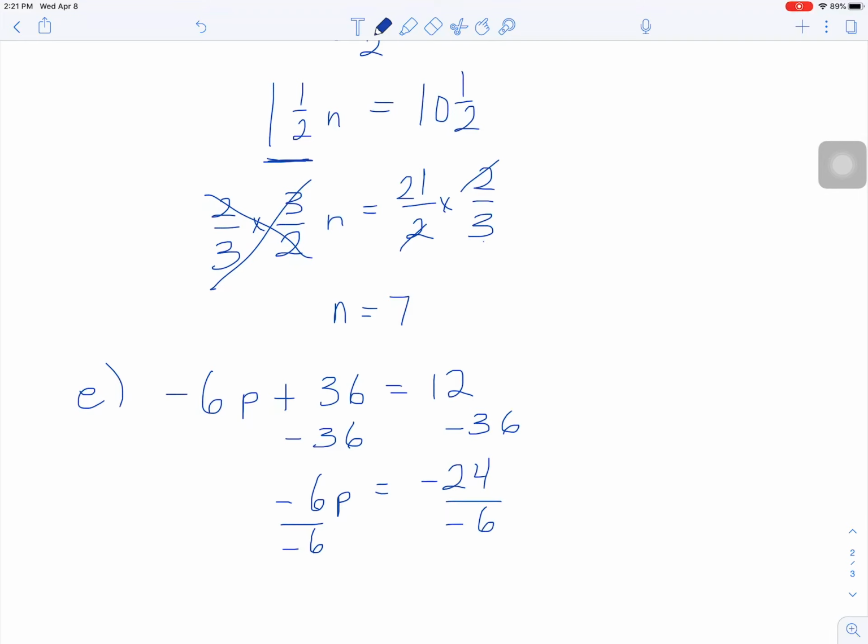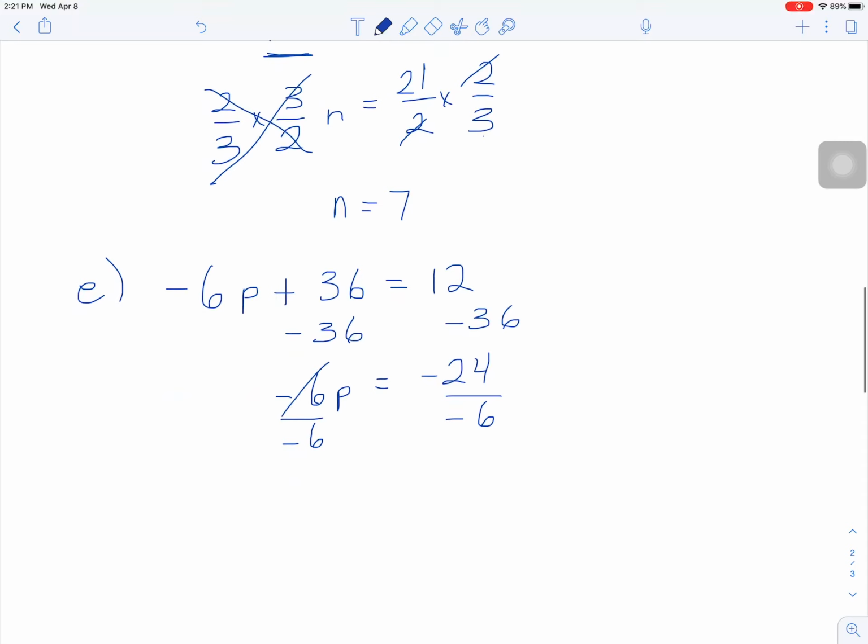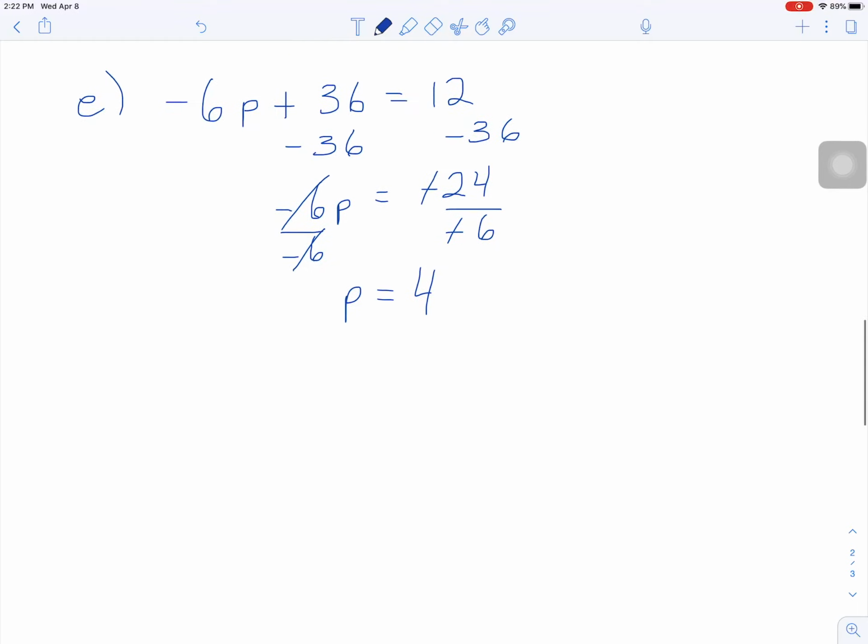Now we're going to have to divide by negative 6 on this side. We're going to have to divide by negative 6 on this side. These will cancel each other out. Our negatives are going to cancel each other out. And 24 divided by 6 gives us 4.